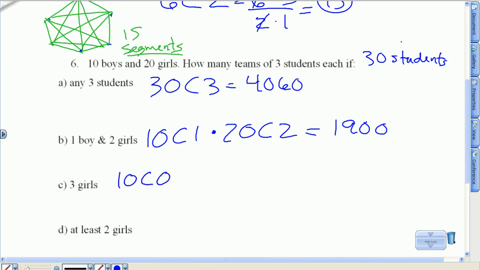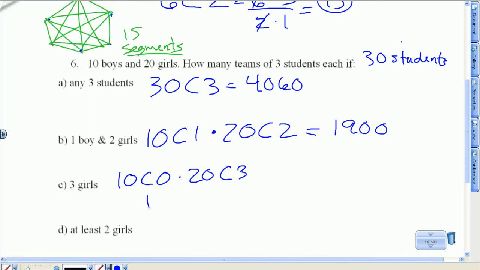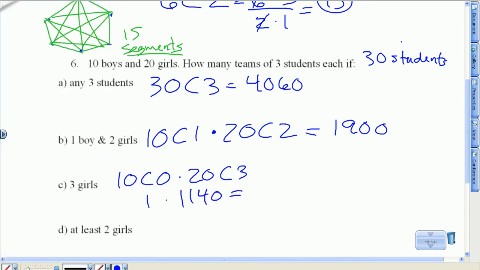3 girls. 10 boys. We're going to choose none of them. 20 girls. We're going to choose 3 of them. Now, as you can see here, 10 choose 0 is not a losing proposition. Anything choose 0 is always equal to 1. There is only one way to do that. You just don't do it. That's the one way. It's weird, huh? 20, math, choose 3. 20 choose 3 is 1,140. So the answer to this is 1,140.